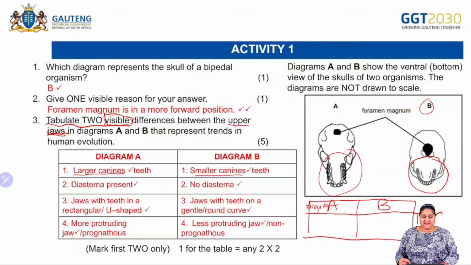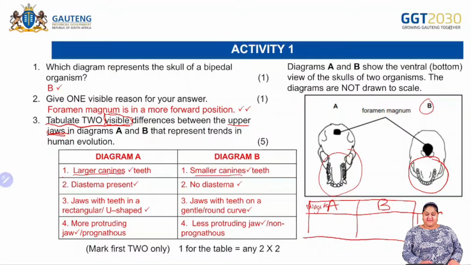Then we have number 3, jaws with teeth in a rectangular or a U shape. And in diagram B, we have jaws with teeth in a gentle or a round curve. And then number 4, we have more protruding jaws, or we can say prognathous. You can say more protruding, you can say prognathous. You cannot say more prognathous. See, that's the difference. Then on the other side, for diagram B, it is a less protruding jaw or it is non-prognathous. It is not less prognathous.